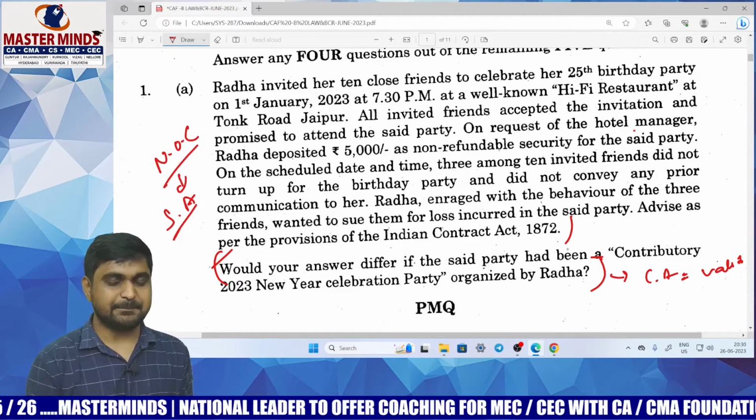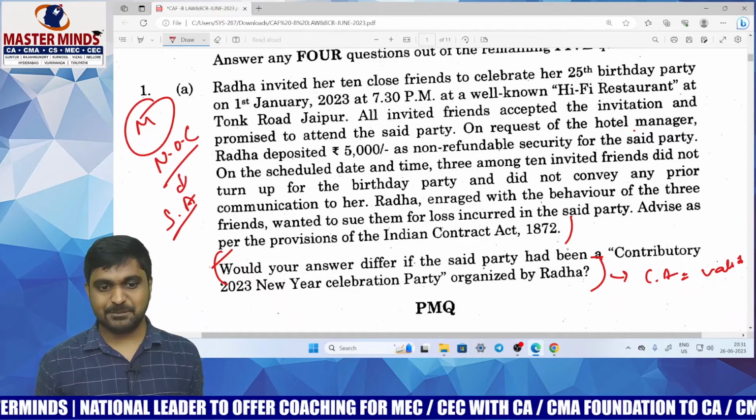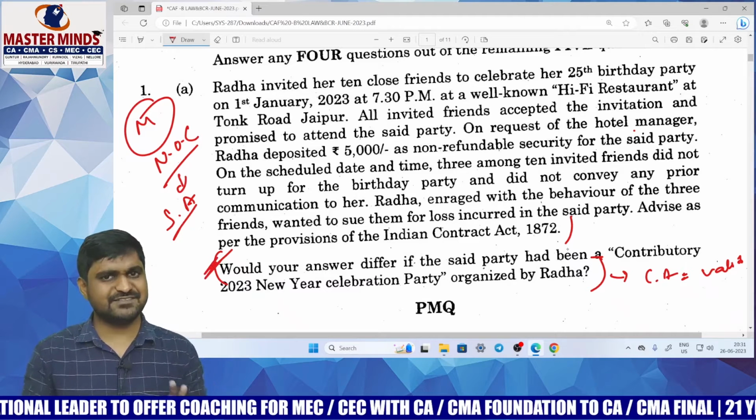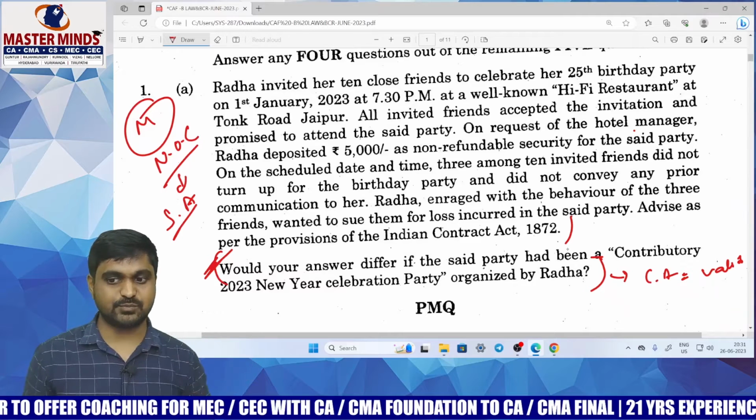That's why my tag for this question is moderate. This is a moderate question because of the second part of the question. The first part of the question is very easy, but only for the second part I am giving this tag, that is moderate.